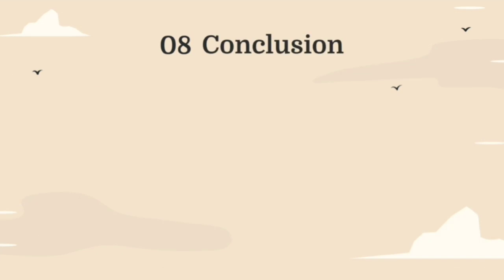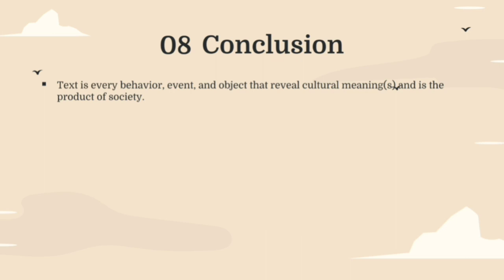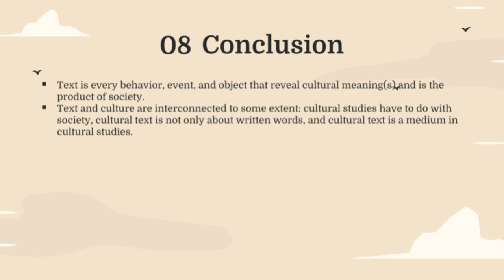Okay, so we have come to the end of our presentation. But before doing the closing, let me summarize all of the explanations earlier. The first one, text is every behavior, event, and object that reveal cultural meanings and is the product of society. Text and culture are interconnected to some extent. Cultural studies have to do with society.